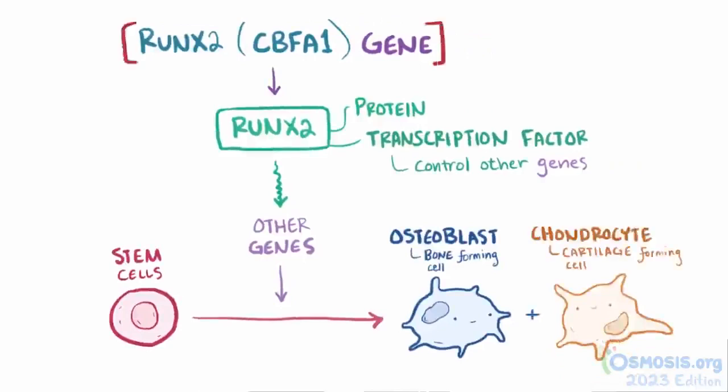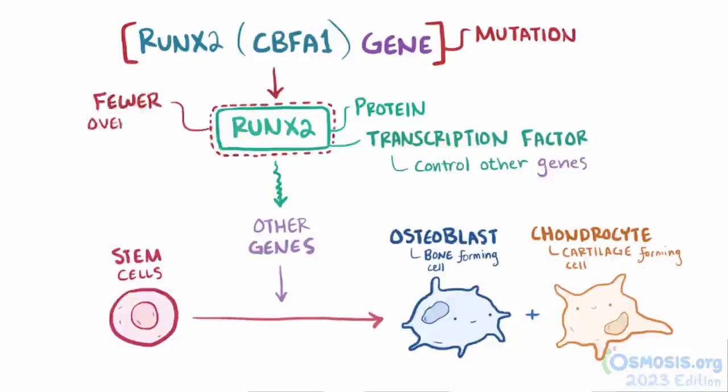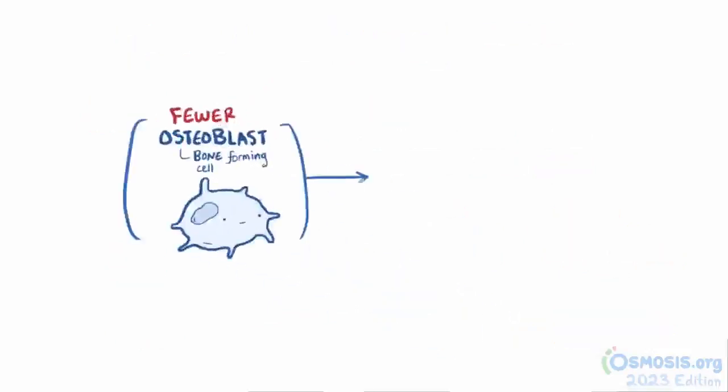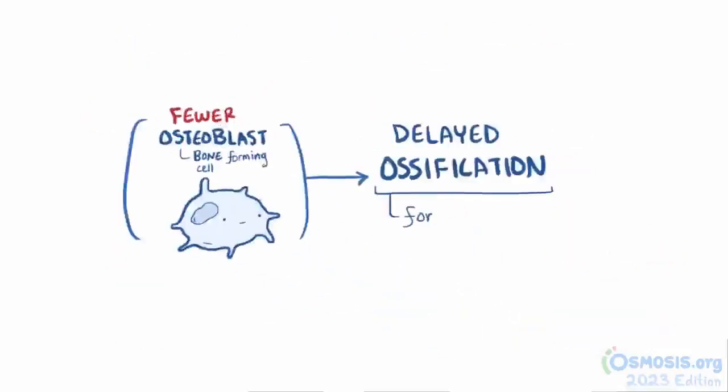With CCD, if even one chromosome in each cell has a mutation in the RUNX2 gene, fewer functional RUNX2 proteins will be produced overall, meaning fewer functional osteoblasts and chondrocytes will be produced, and so they'll end up with delayed ossification, or delayed formation of bone.